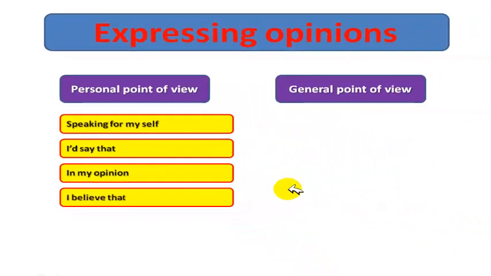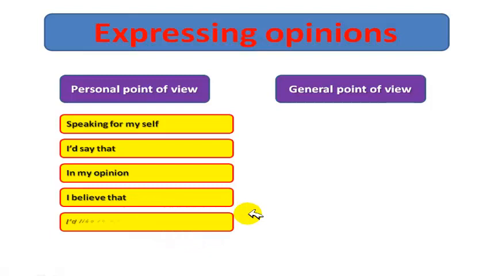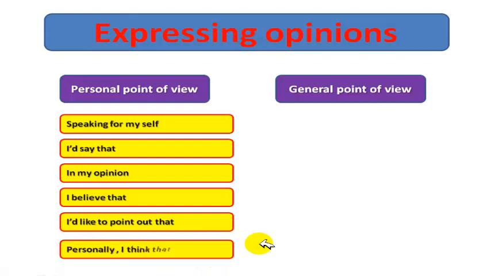What else can I use to express my personal point of view? I believe that, or I would like to point out that. Point out means to clarify. All these things I can use to express my personal point of view. Personally, I think that. So I can use speaking for myself, I would say that, in my opinion, I believe that, I would like to point out that, personally, I think that.